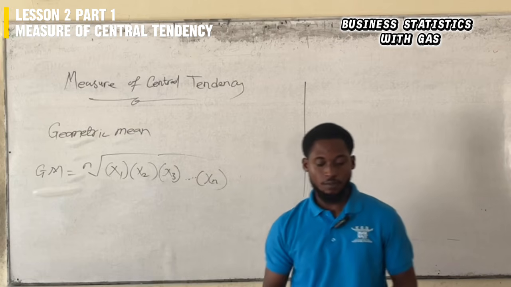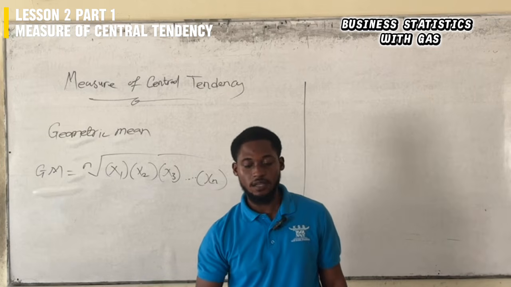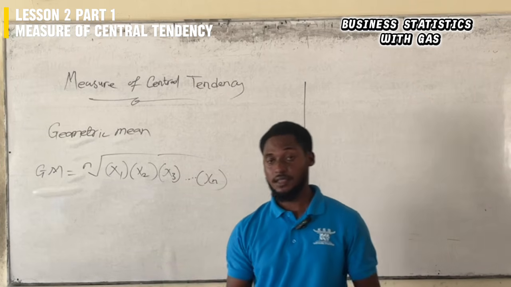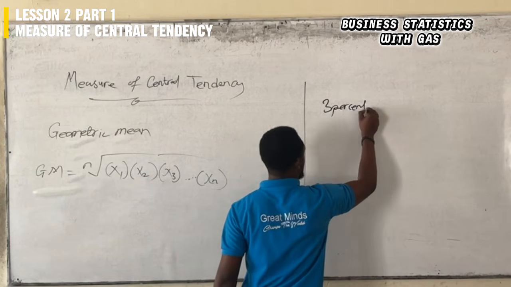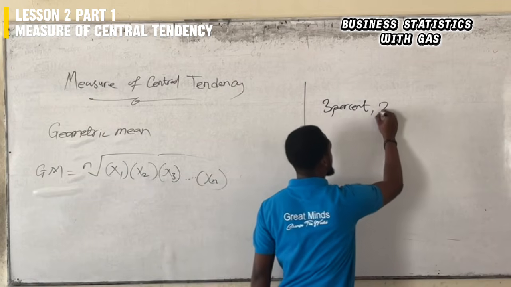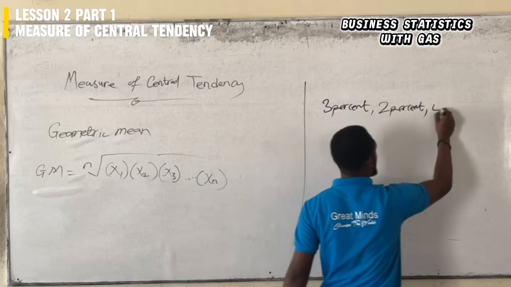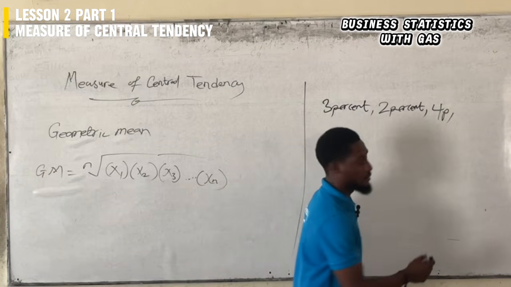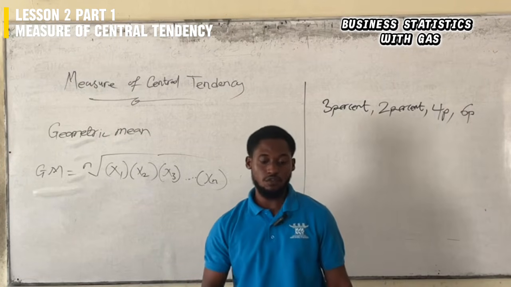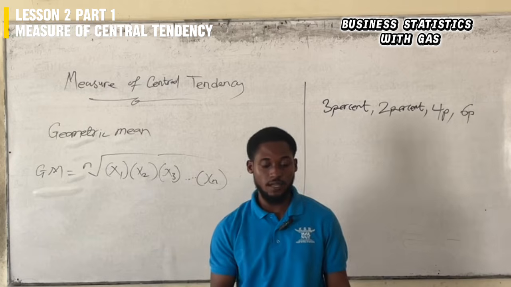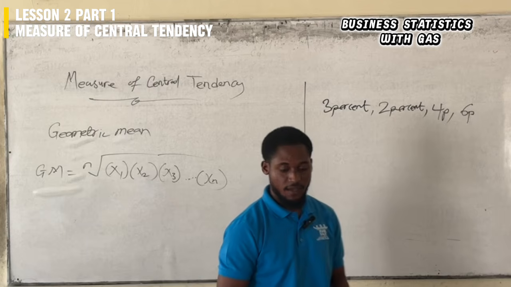So first example under geometric mean is the profits earned by Consa Construction Company on 4 recent projects were 3%, 2%, 4%, and 6%. I repeat the question. It says the profits earned by Consa Construction Company on 4 recent projects were 3%, 2%, 4%, and 6%. What is the geometric mean project?